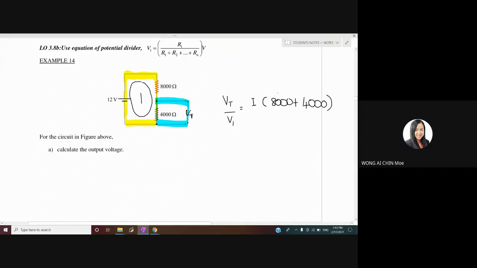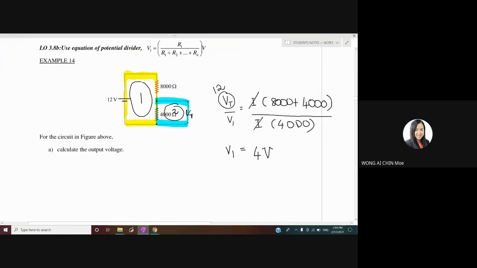Of course, this one you must take R total over the second loop, the smaller loop, where V1 equals IR, and your R is only 4,000. We can cancel off the I. Next time, if you don't want to write I, you also can, because I is the same in series. So you can cancel off the I. And your V total is equal to 12 volt. So can you find V1? We do the ratio. We just do the comparison. So you will find out that your V1 is equal to 4 volt.